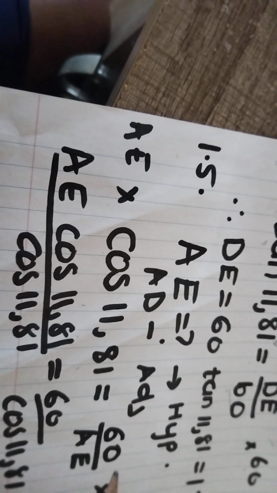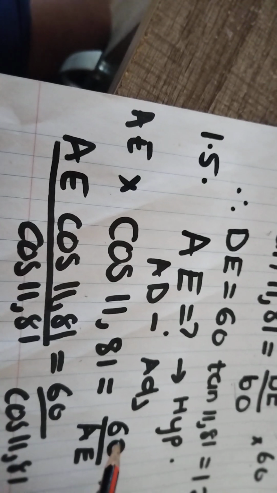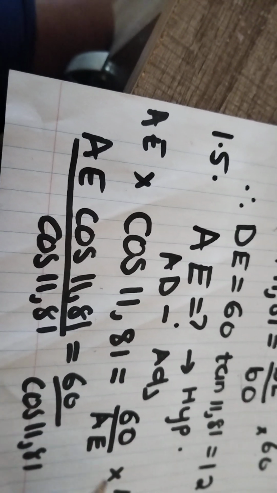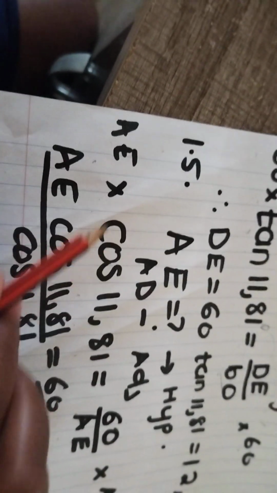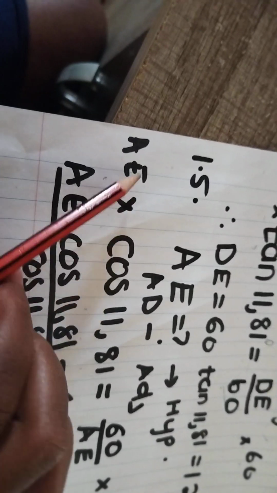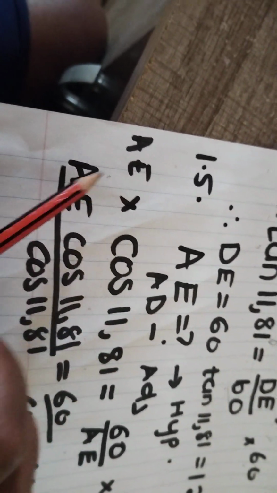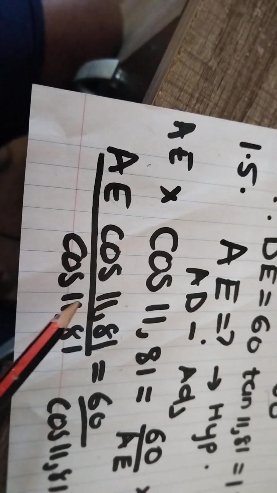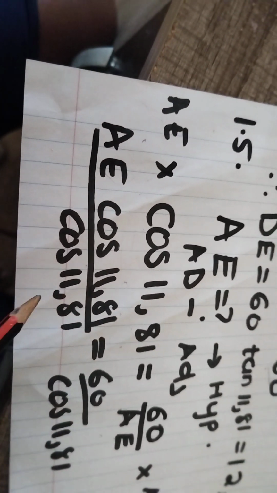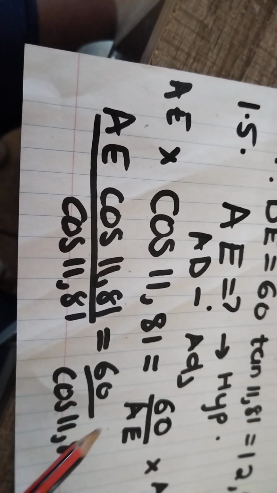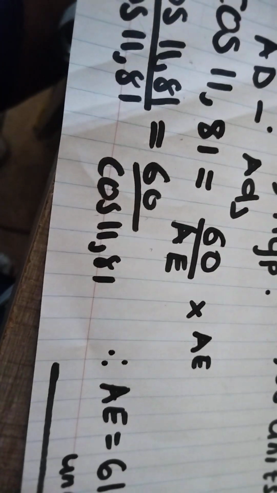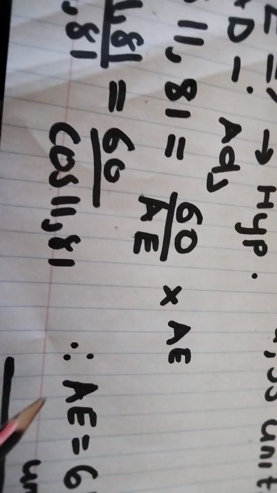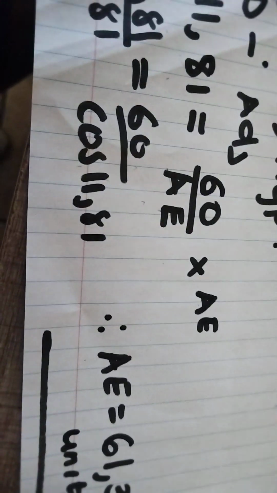With this one, you'll simply say the cos of 11,81 is equal to adjacent over hypotenuse. Adjacent is 60, hypotenuse is AE. Multiply by AE on both sides, the AE cancels on the other side, and we get AE cos 11,81 equals 60. To remove this cos 11,81, we divide both sides by cos 11,81, and we are left with AE. Dividing gives 61,30. AE is equal to 61,30 units.